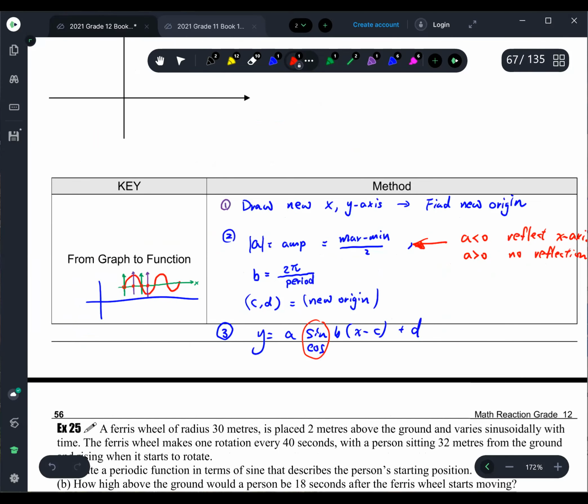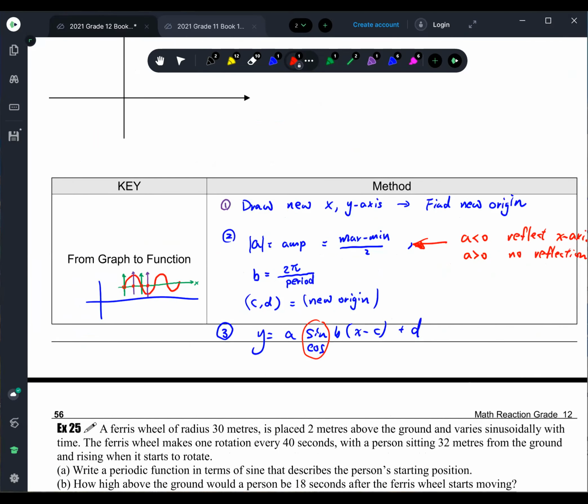And then amplitude, you can either use the formula or read the graph. And then for getting the B is 2 pi divided by the period. And CD is just new origin. So I think the hardest part is to get the correct new origin. The rest is you just plug it in A, B, C, D, and it will be done. So I'll see how you guys did on your homework, and we'll know if you get it or not.